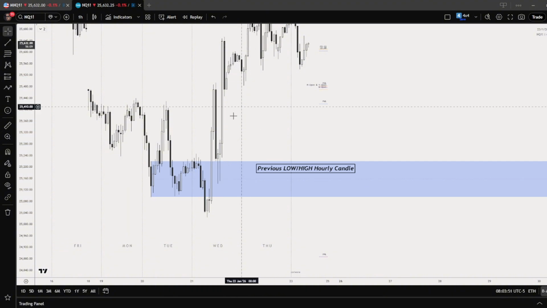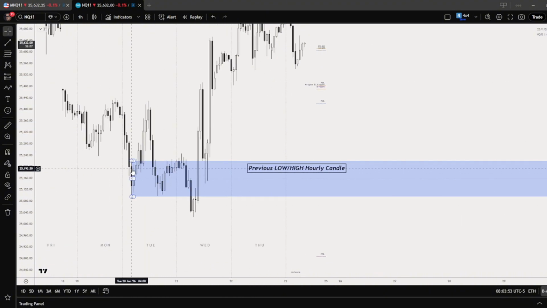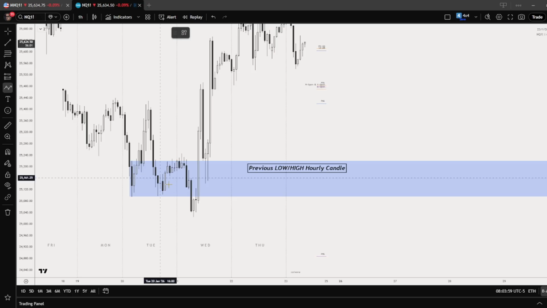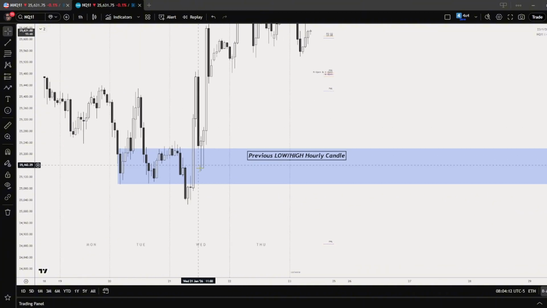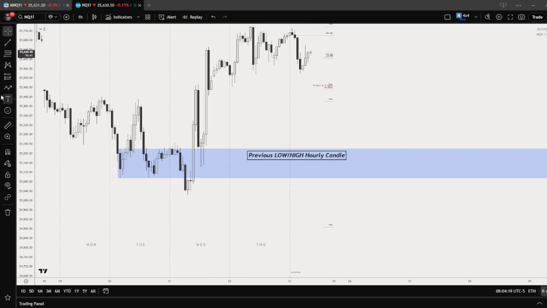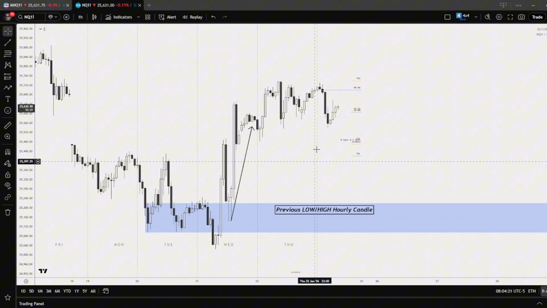Okay, so in that case it was a little bit messy because we inversed that close below it, and I was anticipating distribution forming inside of it, but instead we inversed that one more time. After it we retraced to this previous low hourly candle and distributed higher.